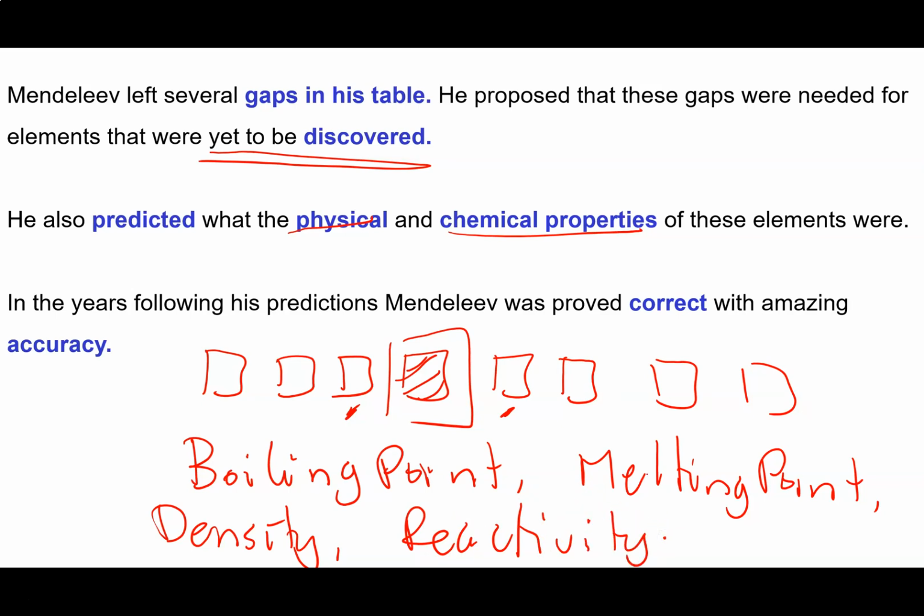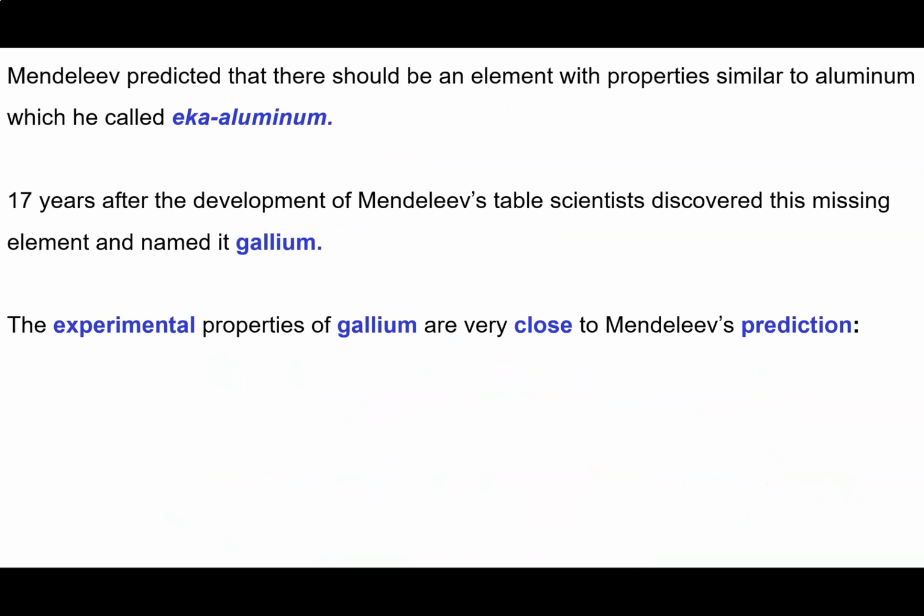So one of the missing elements that Mendeleev said that we should look for was an element that he called Eka aluminum. And Eka aluminum just means near aluminum. He was really clever in how he identified this, and he was able to predict with amazing accuracy the properties of this element. Now, it took 17 years after Mendeleev suggested the presence of this element for it to be discovered.